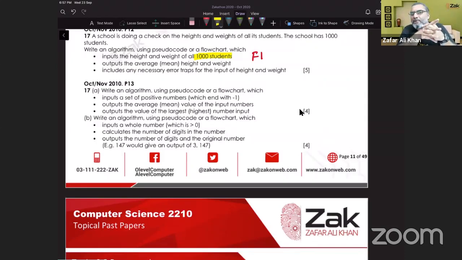Now here they did not give a number but gave a condition. So this is not format 1. This is a set of positive numbers which end with -1. So this is condition based.